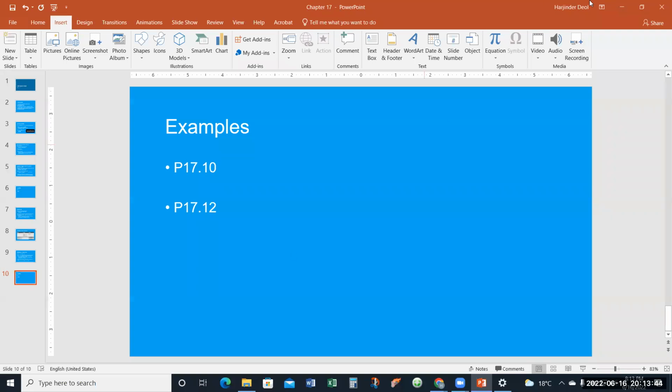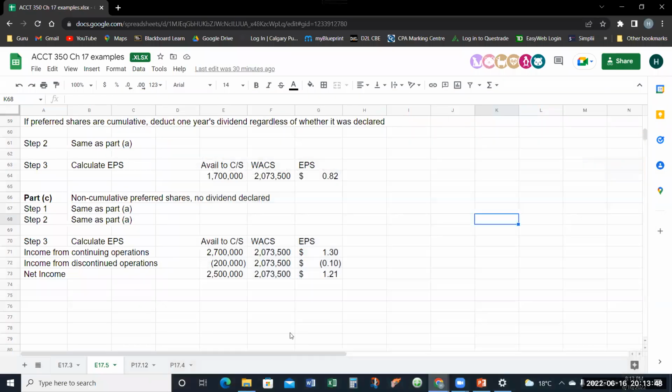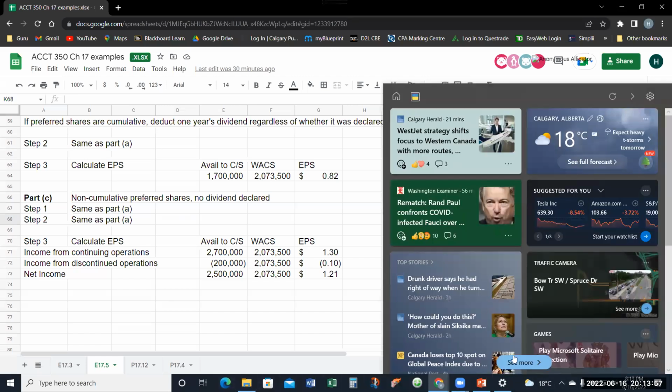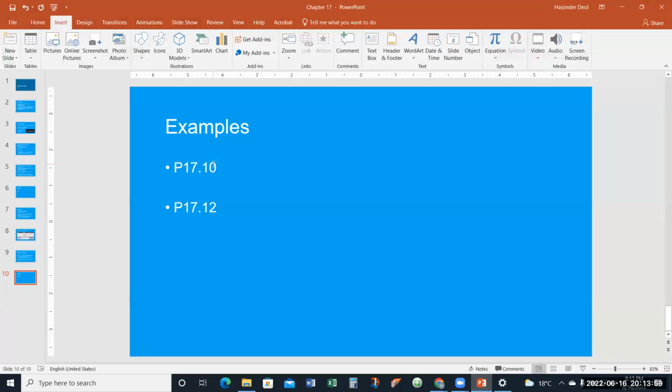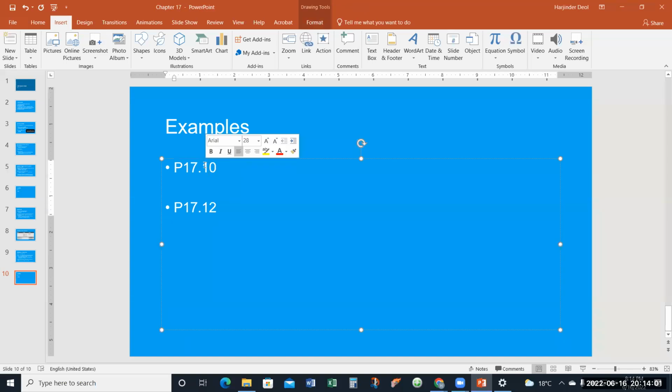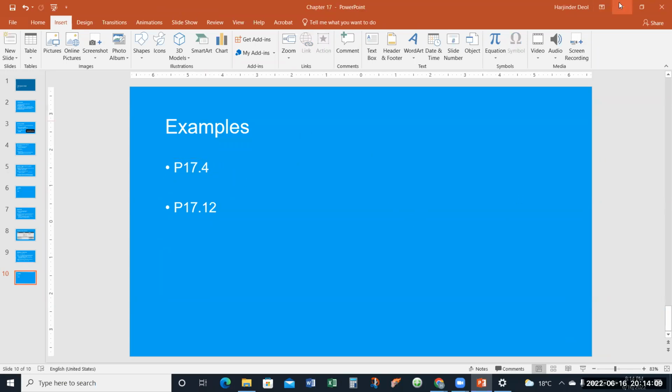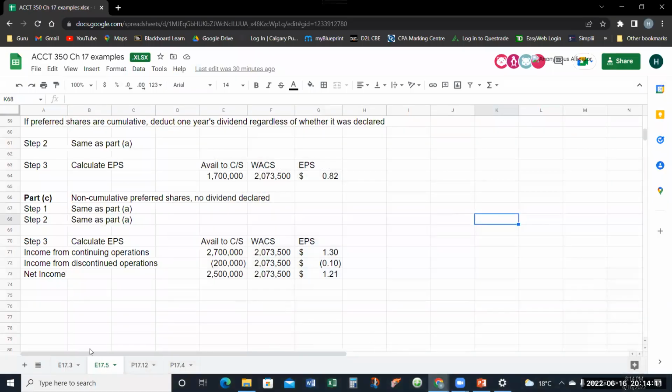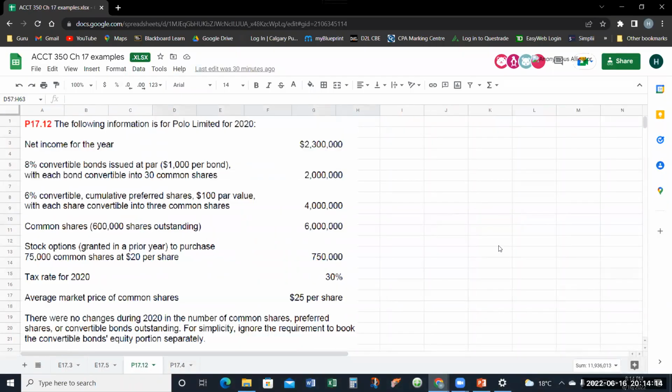And so that brings us to the last slide, which is the examples that we're going to work on, problem 17.12 and problem 17.4, and 17.10. So 17.12 is the example that I'm going to do first.